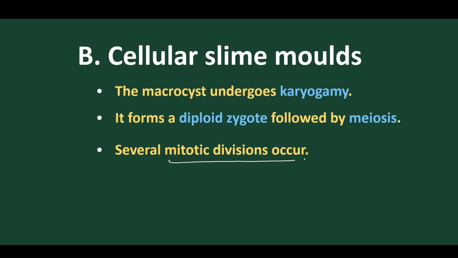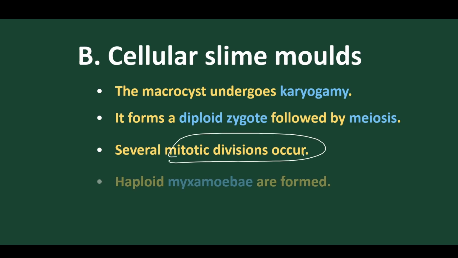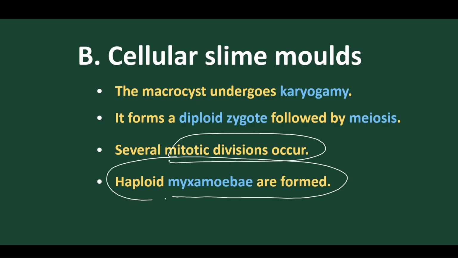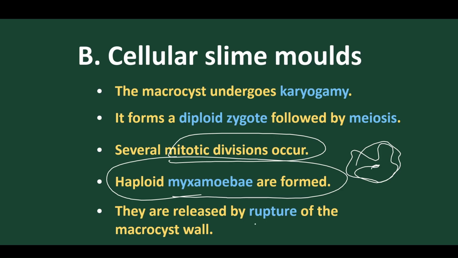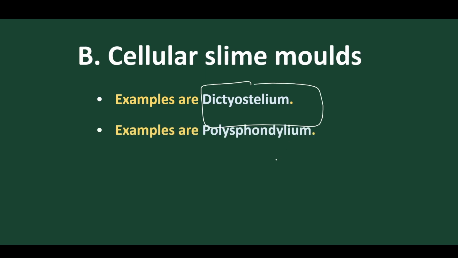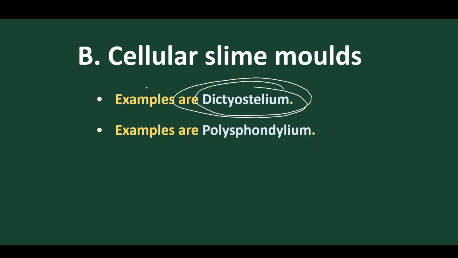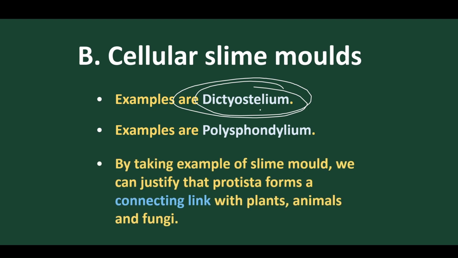Several mitotic divisions then occur after that, and that gives rise to the haploid slime mold amoeba, as the parent type is formed. Got it? They release and rupture, the macrocyst wall gives out, and germination takes place. The best example is Dictyostelium. Another example is Polysphondylium. These are the two best examples, but the common example that comes in the exam is Dictyostelium.